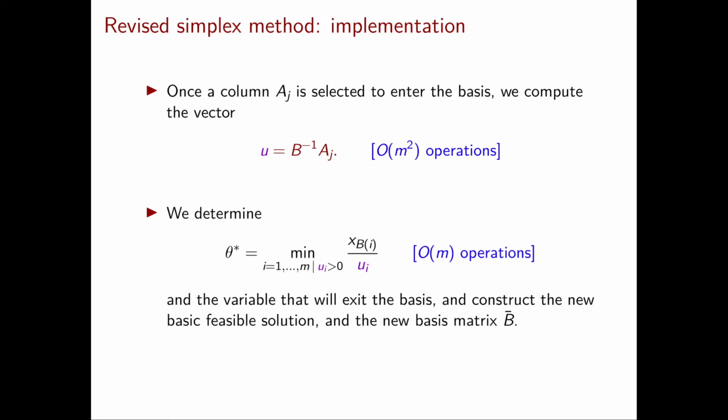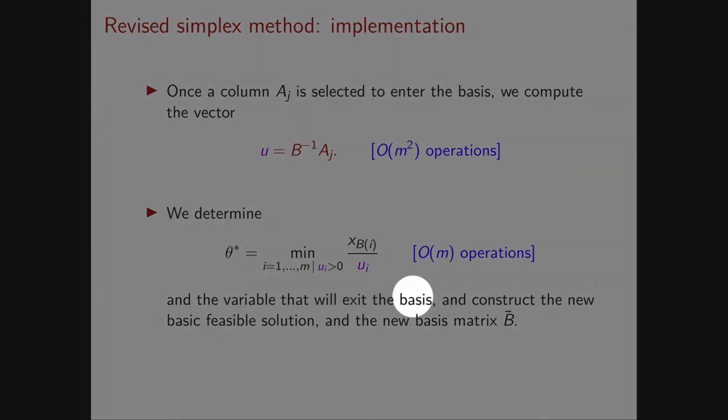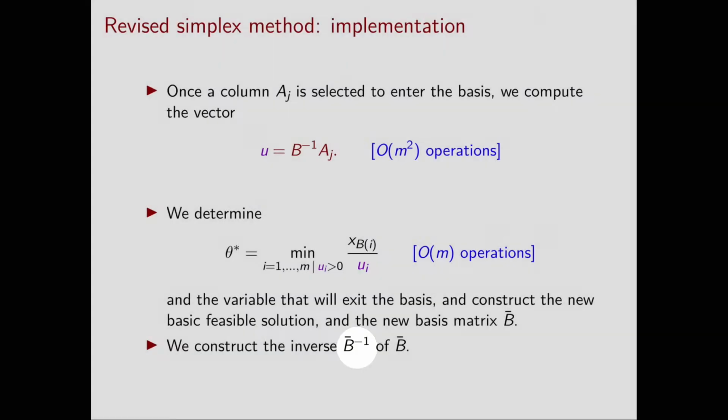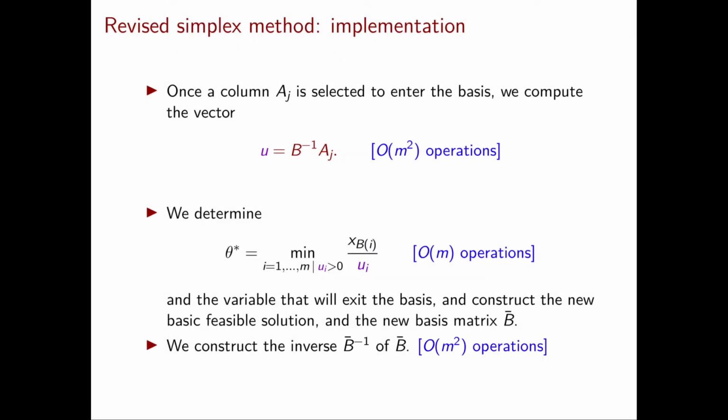Now we know what is the variable that exits the basis, and we can construct the new basic feasible solution and the new basis matrix B bar. Finally, we need to construct the inverse of B bar, and we've seen that this can be done in big O of m square operations.